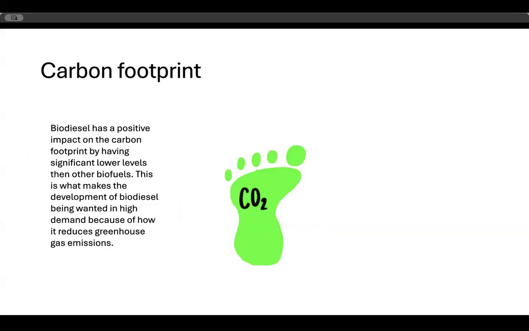It actually has a positive impact on footprint by having significantly lower levels than other biofuels. This is what makes the development of biodiesel wanted in high demand because of how it reduces greenhouse emissions. So it is most wanted because it's better for our environment as it reduces greenhouse emissions. So, next.